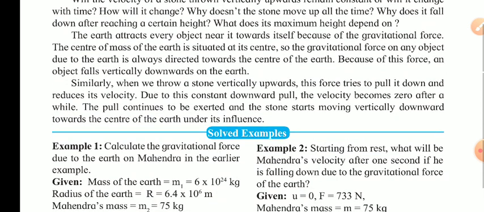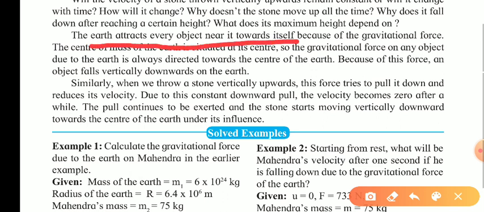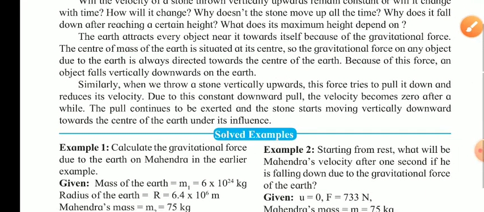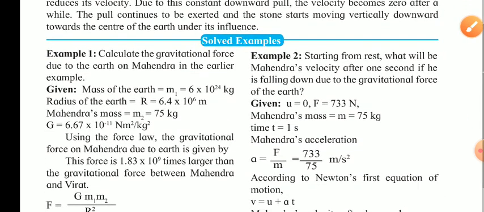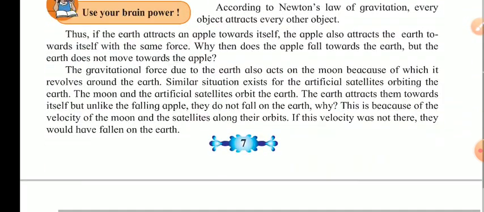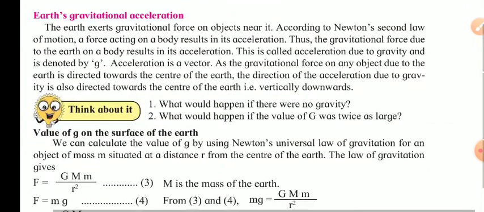The further part they have mentioned here: the earth attracts every object near it towards itself because of the gravitational force, and the mass is concentrated at the center. So the gravitational force on any object due to earth is always directed towards the center of the earth. Again, they have given some solved examples that you can go through, and later on we will discuss all this. The next part we will study is the earth's gravitational acceleration.